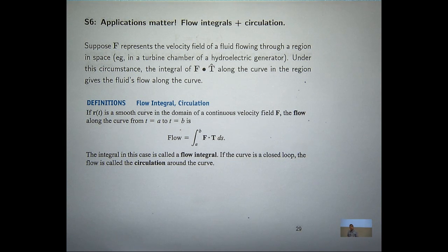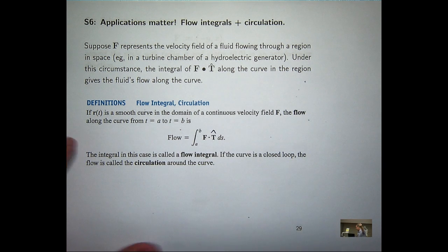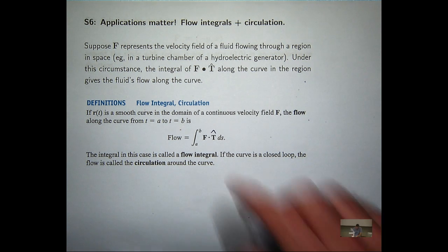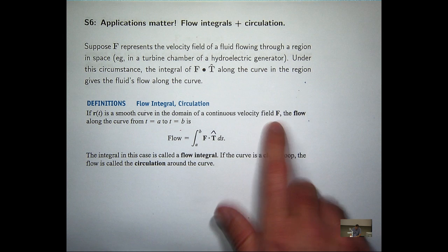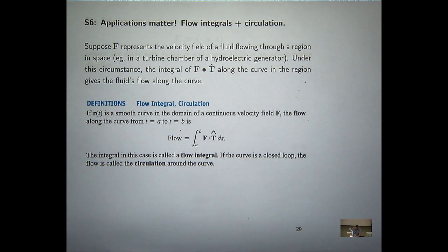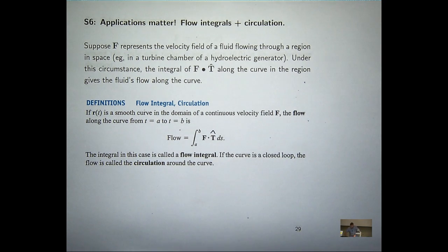Here's another kind of application with integrating over curves called the flow integral. The flow integral. Okay, so suppose you've got some sort of curve and you've got a smooth parameterization for it, and your vector field F is, say, continuous, it has continuous components, right? We speak of the flow along the curve given by this line integral or path integral, however you want to call it.